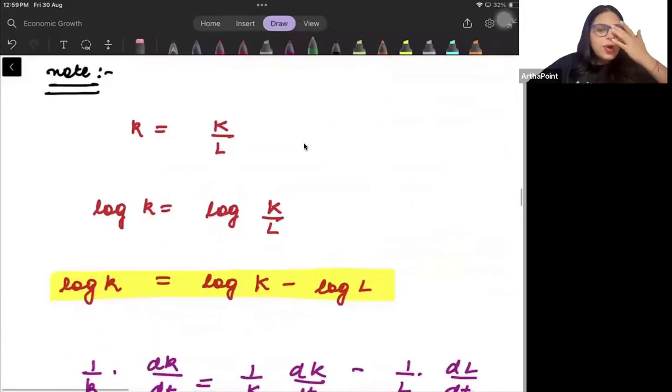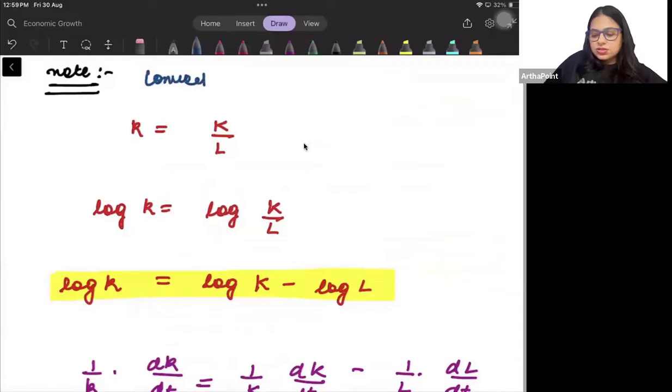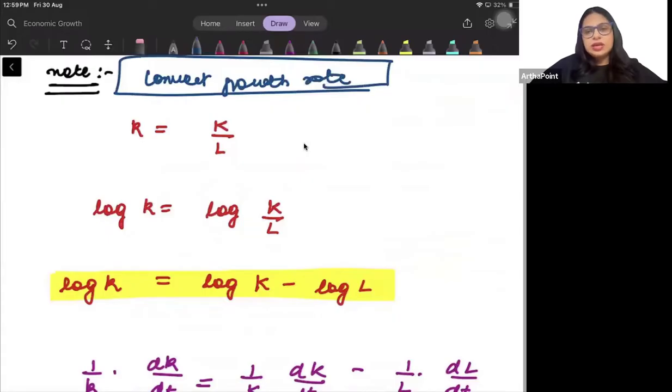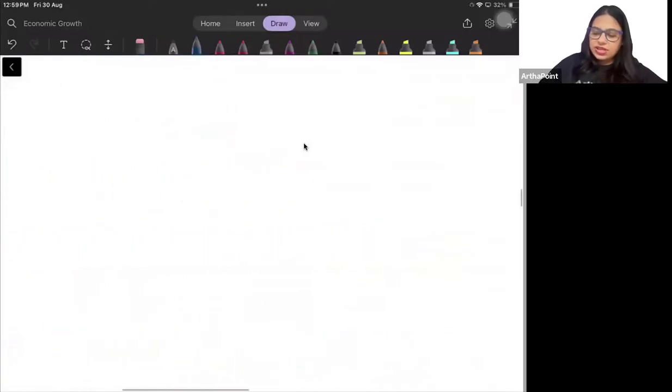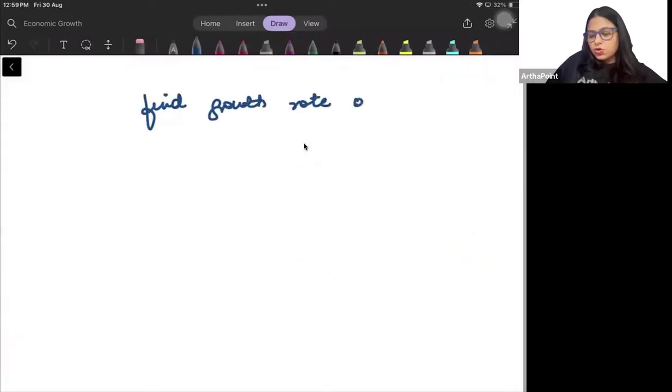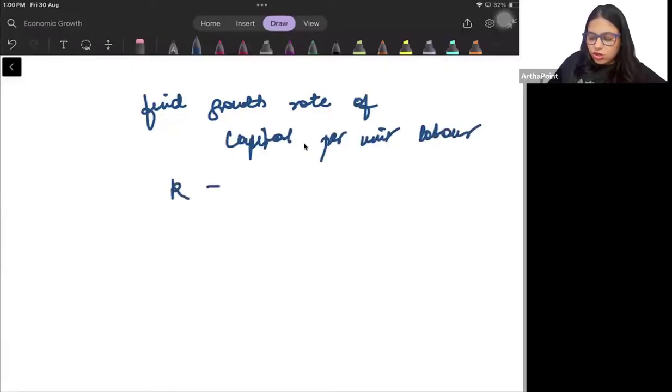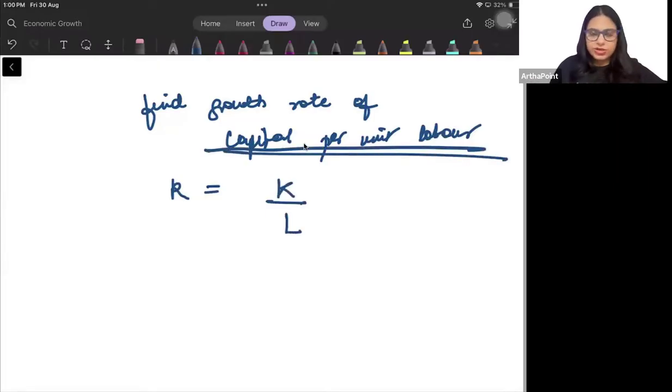ठीक है. Now I want to also for once and all explain how to convert things in growth rate. हम कैसे चीजों को ग्रोथ रेट में कन्वर्ट कर सकते हैं, इसको हमें थोड़ा सा समझना चाहिए. In order to convert in growth rate, what we should be doing is, suppose I tell you find growth rate of capital per unit labor. That means I need to find small k. K क्या है? Capital K by L. Capital per unit labor. इसका growth rate निकालना है.